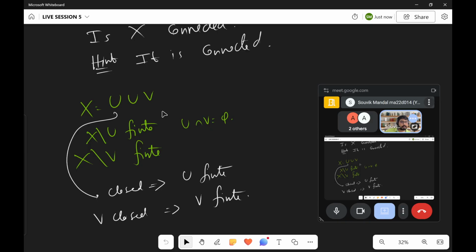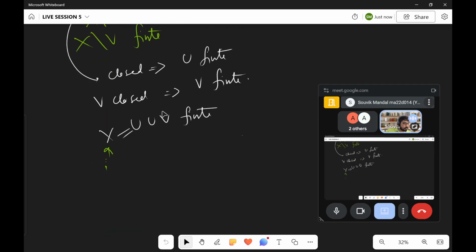Till now, is it clear why they are closed and why closed implies finiteness? Yes, sir, by the definition of closed, correct. So that implies U union V is finite, but U union V is X, and X is given to be infinite. So that's what the contradiction is. Is it clear? Yes, sir. Okay.